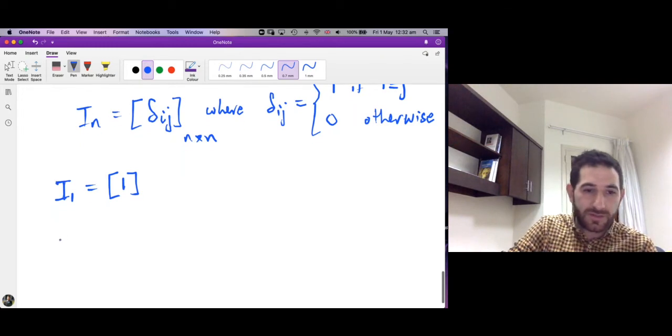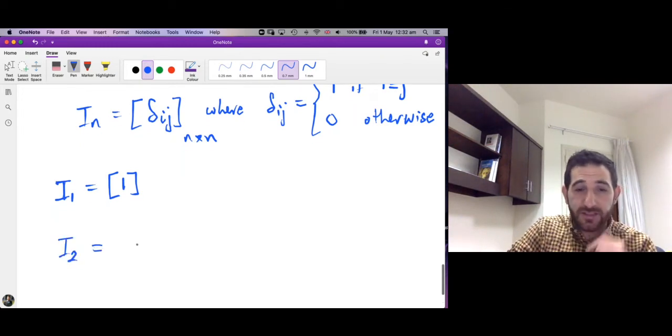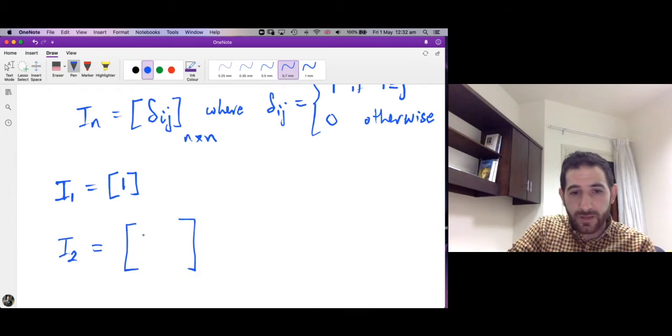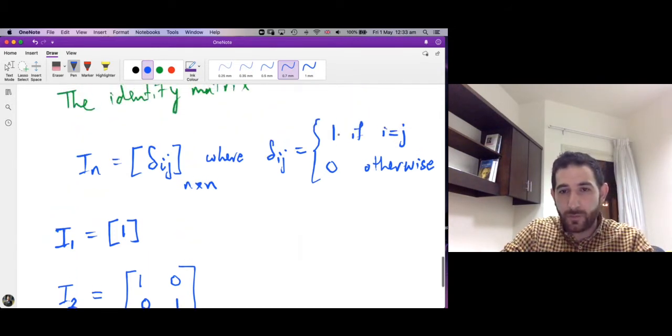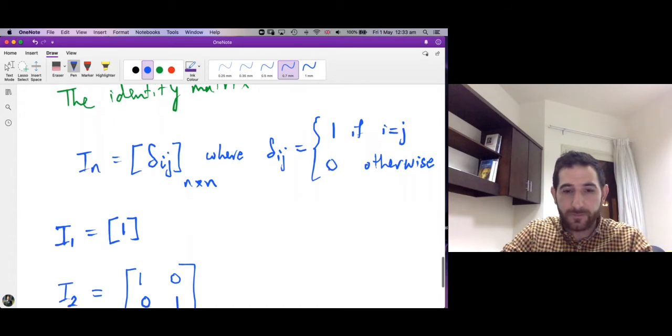Okay. Now what's I2? This is the 2 by 2 matrix whose main diagonal is 1. All the entries on the main diagonal are 1 and 0 otherwise. See here, what is this? This is delta 1 1, this is delta 2 2. So I'm saying when i is equal to j, then you put 1, otherwise you put 0.